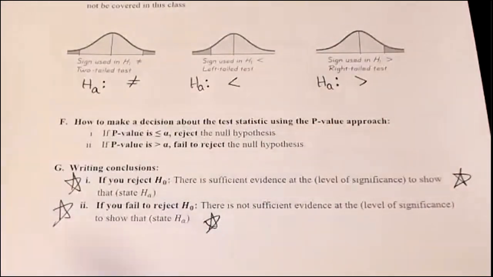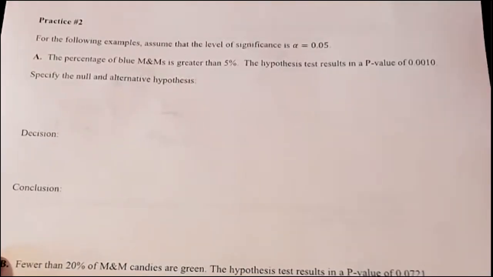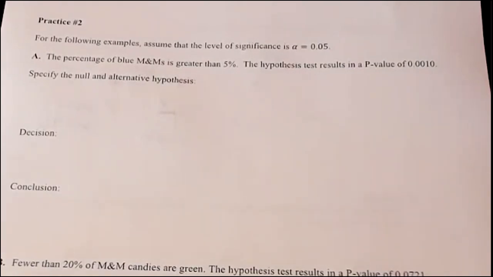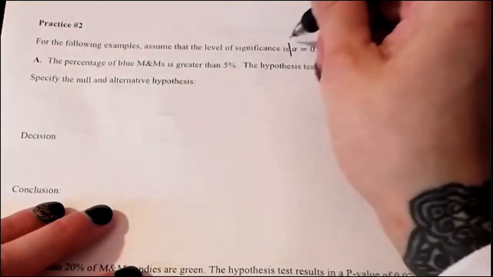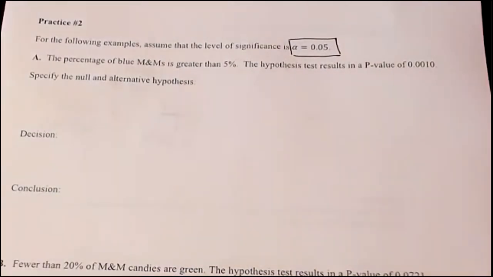On the page when you're ready. Let's put all this stuff together. For the following examples, assume that the level of significance alpha is equal to 0.05. That's very important. We're actually given alpha this time, so definitely something we need to use, because remember, we want to compare the p-value and the alpha. That's going to help us a lot.